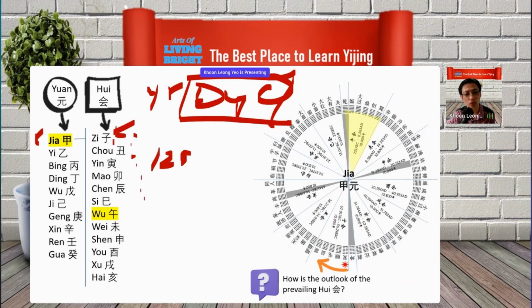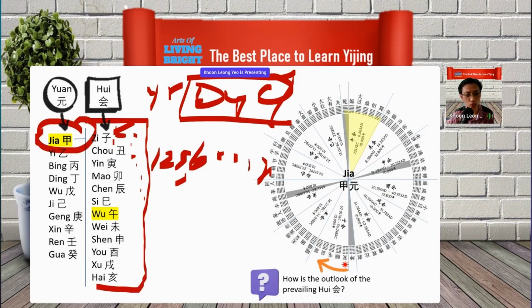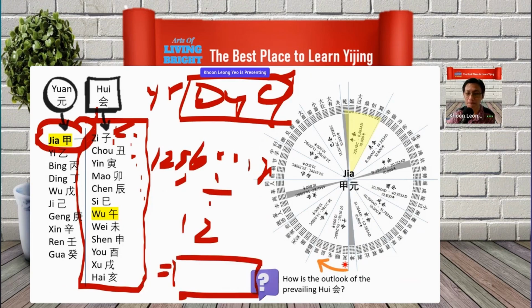Because if one Jia equals 129,600 years, and it's subdivided into 12 equal parts, then you divide it by 12. That means each of these will last for how many years? You do the math. Once you know the starting point, you can do the math. Just divide, you get the answers, and we are right in here.